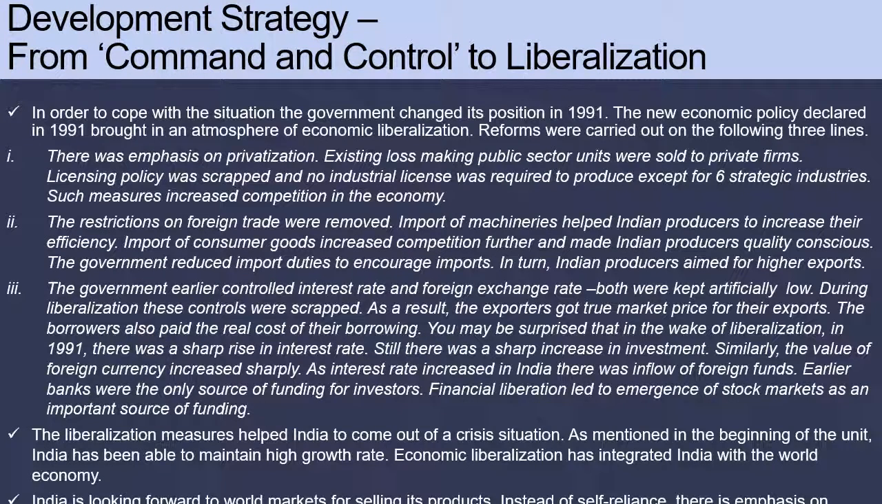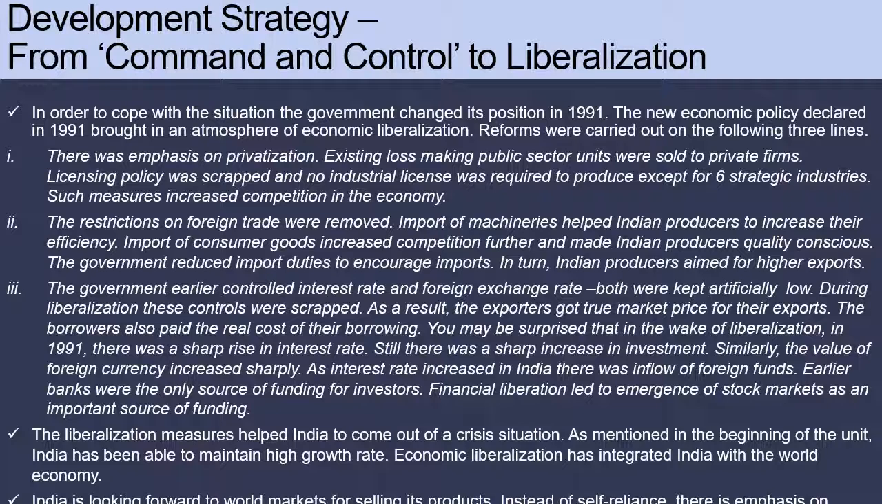In order to cope with the situation the government changed its position in 1991. The new economic policy declared in 1991 brought in an atmosphere of economic liberalization. Reforms were carried out on the following three lines. 1. There was emphasis on privatization. Existing loss-making public sector units were sold to private firms. Licensing policy was scrapped and no industrial license was required to produce except for 6 strategic industries. Such measures increased competition in the economy.